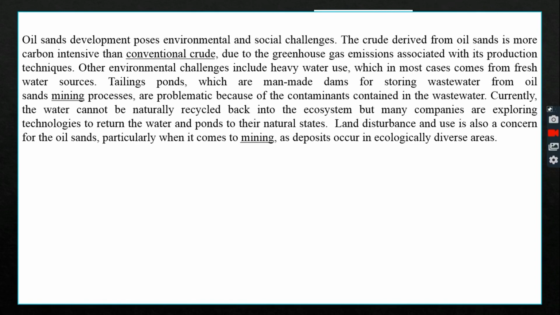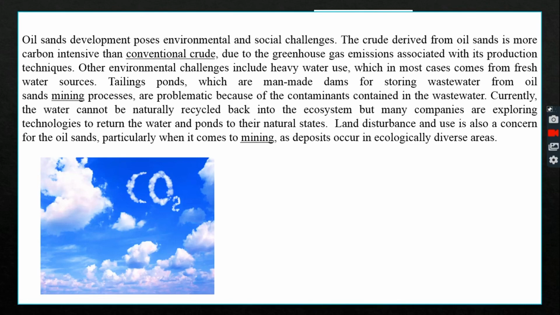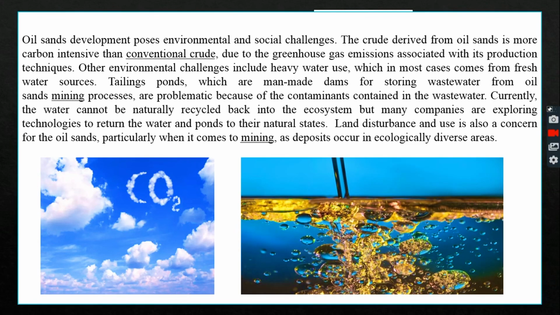Land disturbance and use is also a concern for oil sand, particularly when it comes to mining, as deposits occur in ecologically diverse areas. CO2 emission and wastewater impacts.